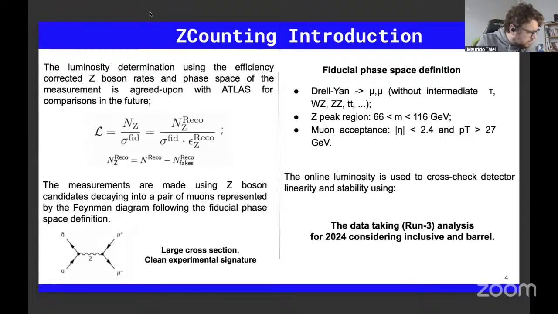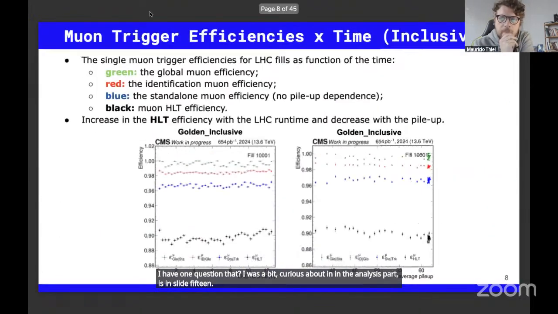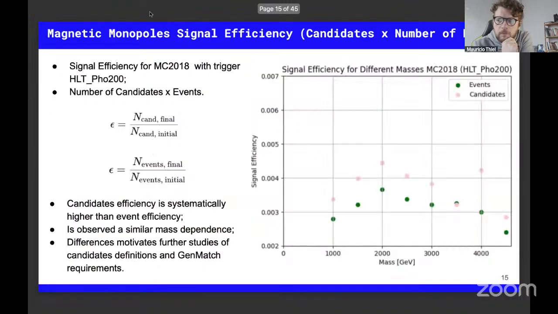I have only one question that I was a bit curious about in the analysis part, in slide 15. Okay, for the pink point, for the mass 4,000, you have a very different behavior from before. So I was just curious if it's only a fluctuation or if there's some explanation for this point here.